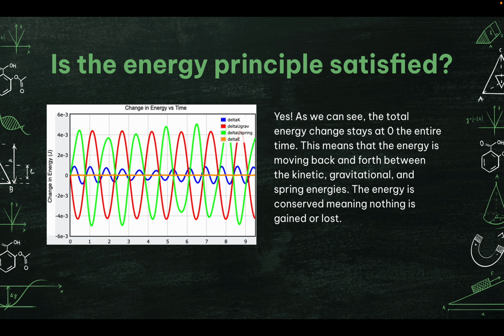So, is the energy principle satisfied? Yes. As shown in the graph, the energy change stays at 0 the entire time. Energy is conserved, so nothing is gained or lost. The energy just converts forms between the kinetic, gravitational, and spring, which is why the sum of those will be 0.